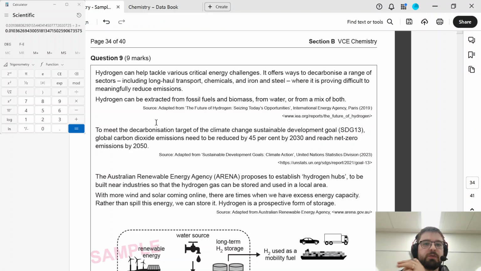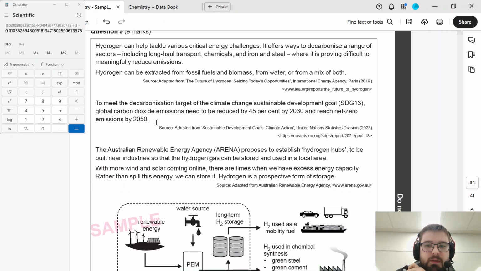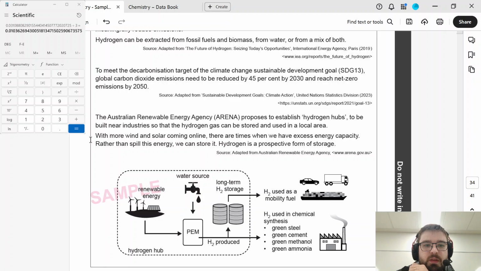Hydrogen can help tackle various critical energy challenges. It offers ways to decarbonize a range of sectors. It can be extracted from stuff to meet the decarbonisation target. Global carbon dioxide emissions need to be reduced by 45% by 2030 and reach net zero by 2050. The Australian Renewable Energy Agency, ARENA, is a cool acronym. It proposes to establish hydrogen hubs to be built in the industries.